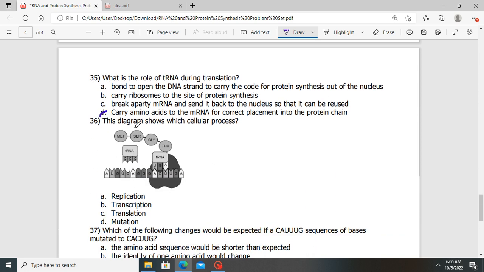This diagram shows which cellular process? So this one shows translation. Translation. The answer is C, for 36.